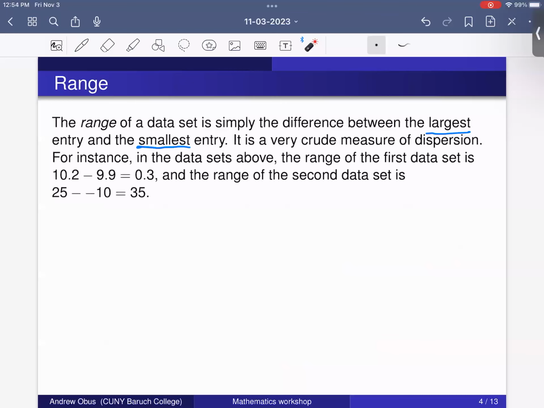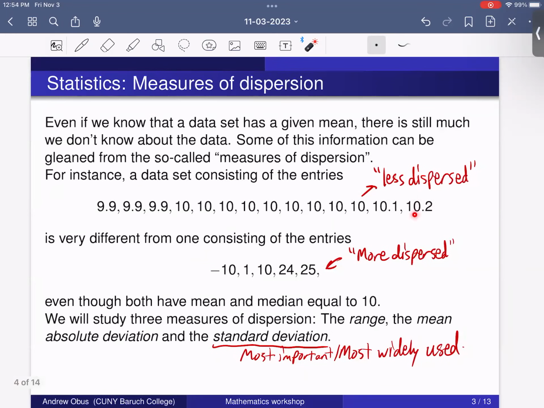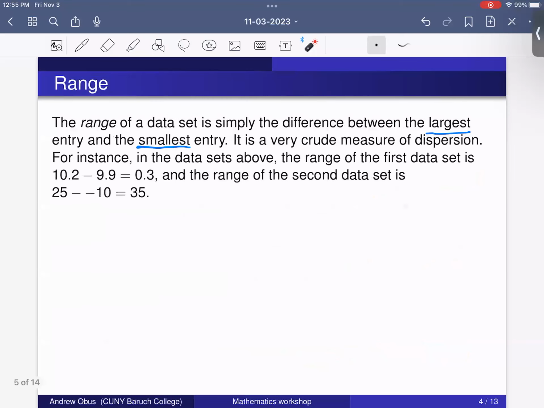So in the data sets above, the range of the first data set, well, what is it? The largest entry is 10.2 and the smallest one is 9.9. So you're going to get 10.2 minus 9.9, which is 0.3. And likewise, for the second data set, the largest entry is 25 and the smallest entry is minus 10. So the range is just 25 minus negative 10, which is a range of 35. Okay, so these are just the calculations right here. So the range of the first data set is just this 0.3, and the range of the second data set is 35.